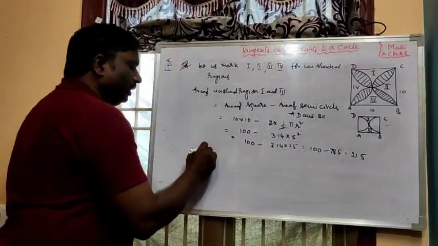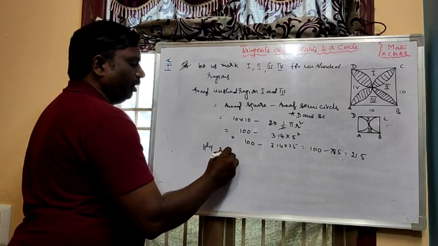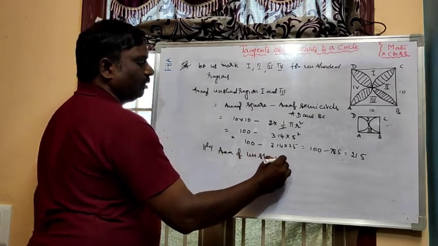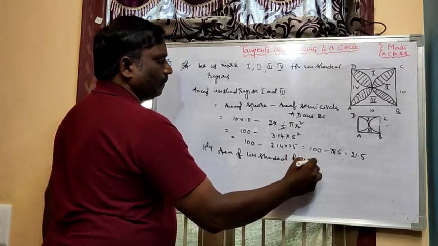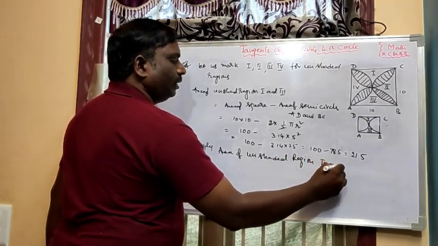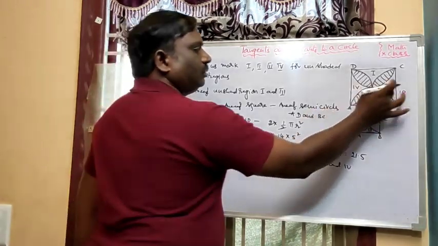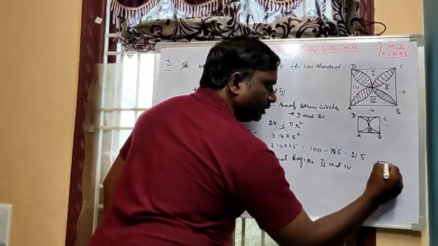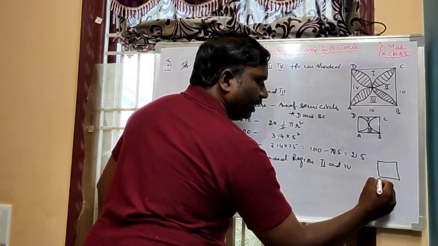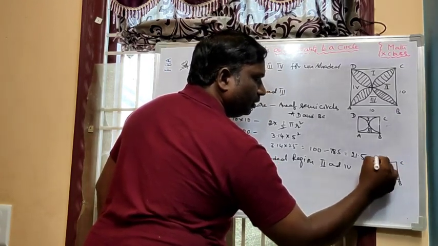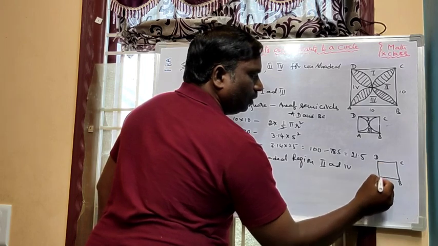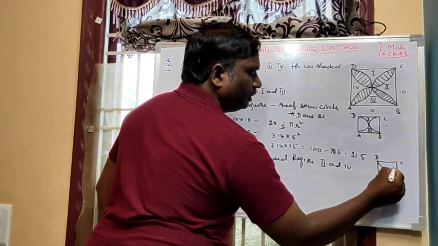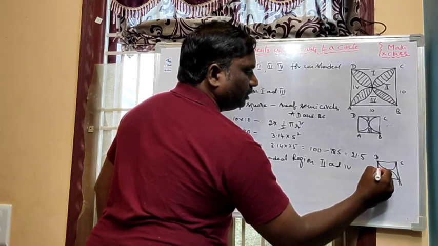21.5. Similarly, the area of the unshaded regions second and 4. These two unshaded regions. So now the diagram is like this. If you understand the diagram, then you can do the solution easily. So now AB semicircle and CD semicircle. This is the fourth one.